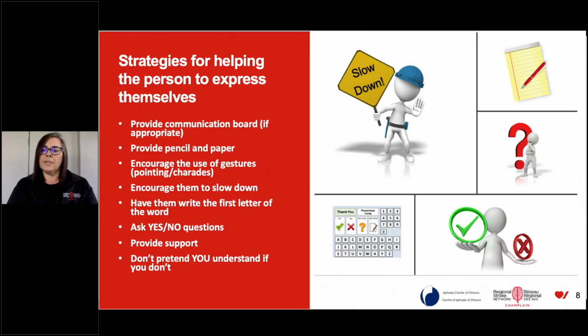Some strategies that we can use to help the person to express themselves include providing a communication board if it's appropriate for that patient or that person. Provide pencil and paper. Encourage the use of gestures, so that would be pointing and charades. Encourage them to slow down. Have them write the first letter of the word. Ask yes or no questions. Provide support. Don't pretend you understand if you don't.